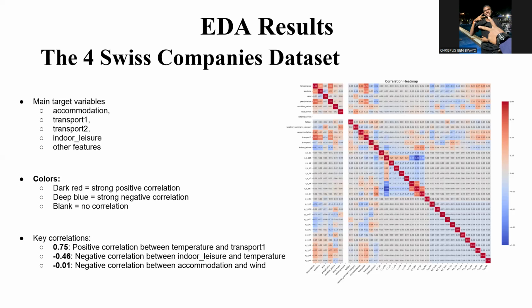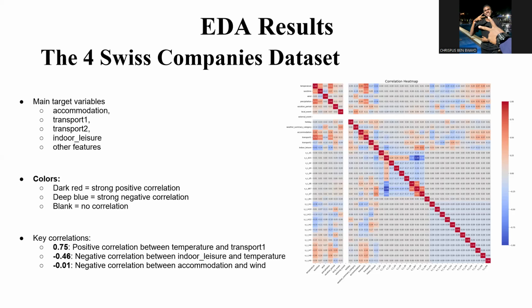Then we have a strong positive correlation of 0.75 between temperature and transport, which informs that high temperatures greatly influence the choice of transport one. And a negative correlation of minus 0.01 between accommodation and wind.